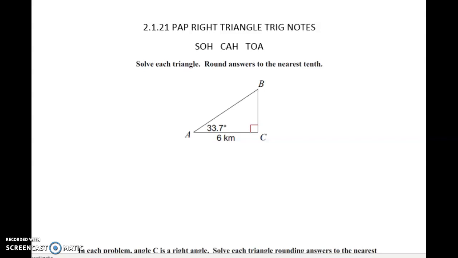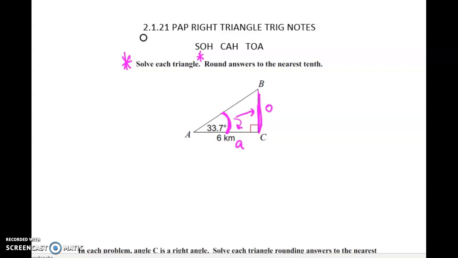Hi guys, today we're going to do some right triangle trig, some SOHCAHTOA. Solving each triangle means we're going to find all of the missing parts and we're going to round answers to the nearest tenth. Alright, let's say we wanted to find side BC first, which is the opposite leg of the given angle. So you've got to label, and we also have the adjacent leg.